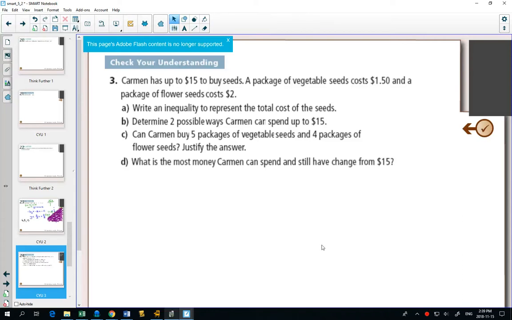Example 3, Carmen has $15 to buy seeds. Vegetable seeds cost $1.50 and flower seeds cost $2. Write an inequality to represent the cost of seeds. This is example 3. It is on page 358.